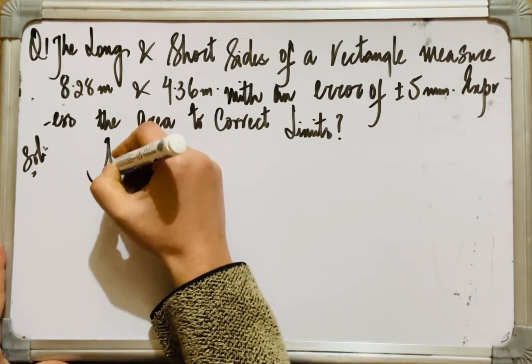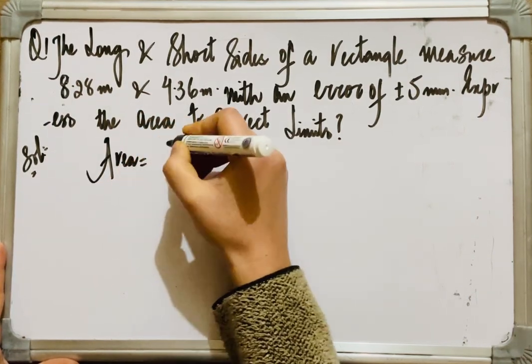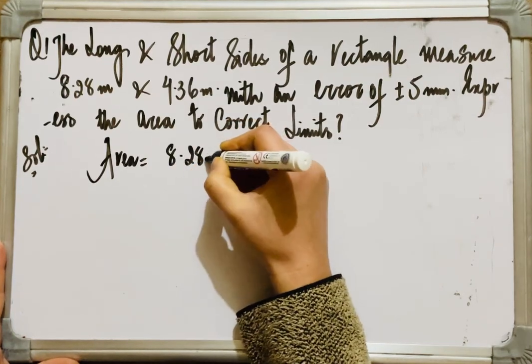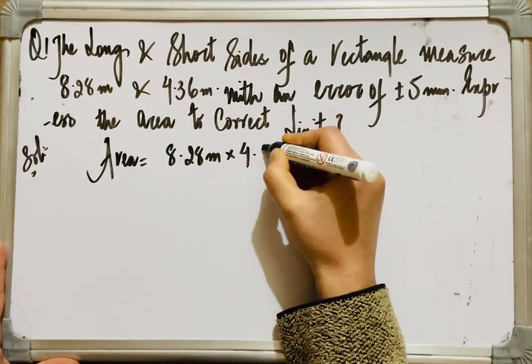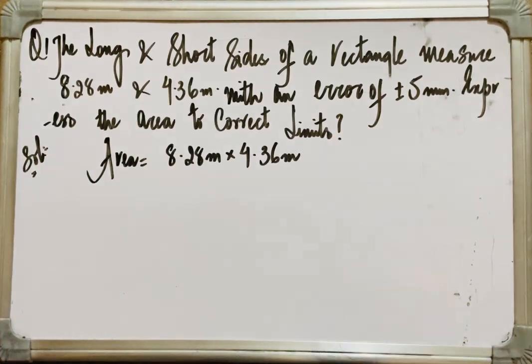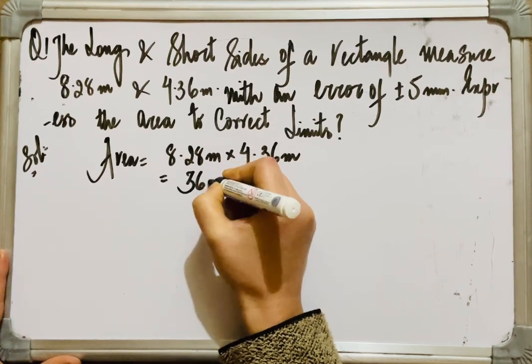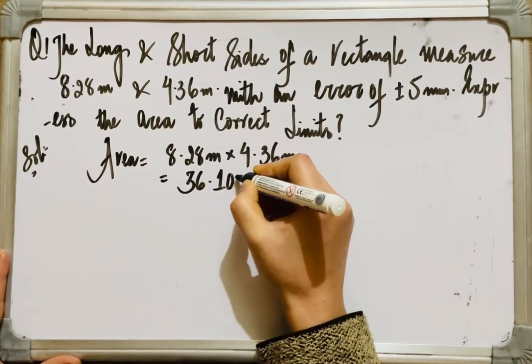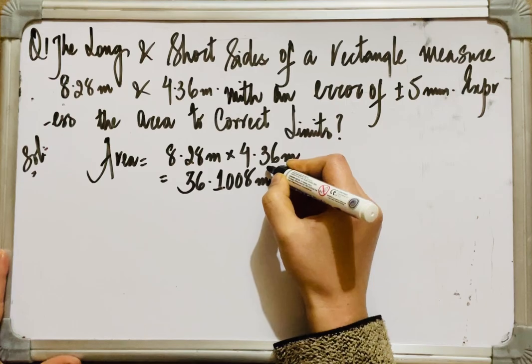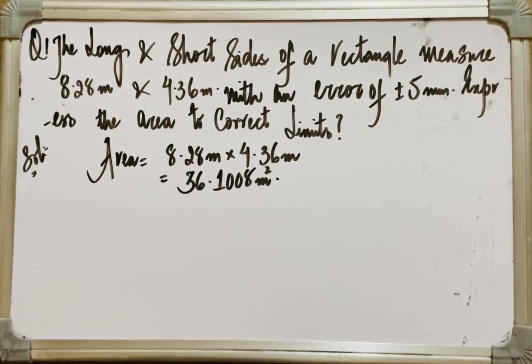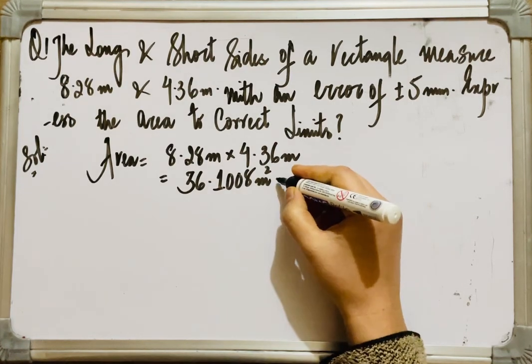Let's do the question. Area of this rectangle is equal to 8.28 meters multiplied by 4.36 meters, the long side multiplied by the short side, that is equivalent to, by my calculation, 36.1008 meters square. All right, so this is the area of this rectangle, which measures 8.28 meters and 4.36 meters, one being its long side and the other being its shorter side.